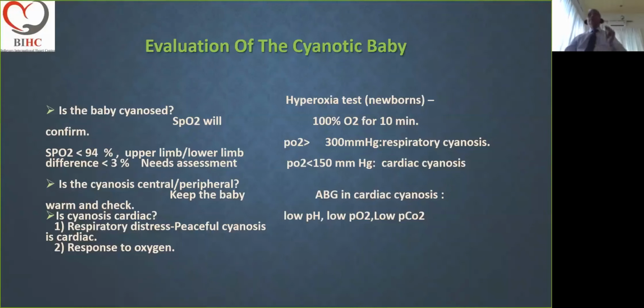Then the question comes, especially in the newborn, is the cyanosis cardiac? Think of a baby with transposition of great arteries on day one. The baby looks comfortable, but the baby is cyanosed. We would call it peaceful cyanosis, as against a baby in distress with cyanosis. The axiom should be that the baby with peaceful cyanosis has a cardiac cause, and the baby with respiratory distress and cyanosis has a lung cause for it. There are overlaps on this.